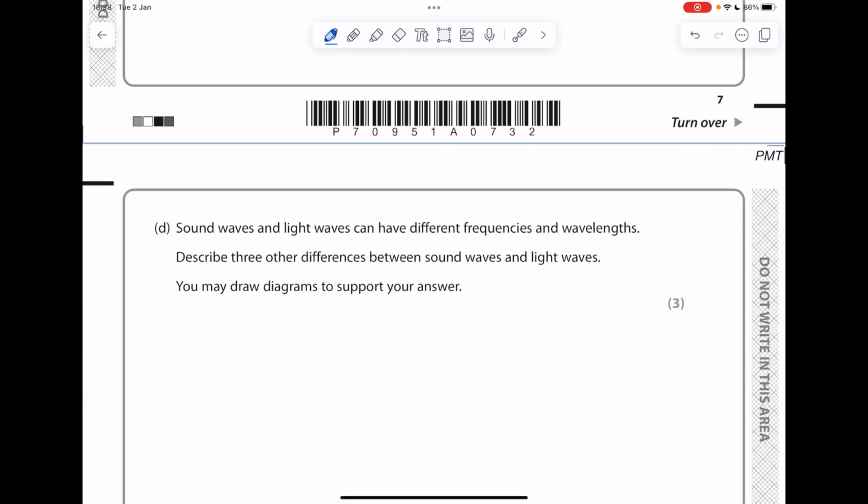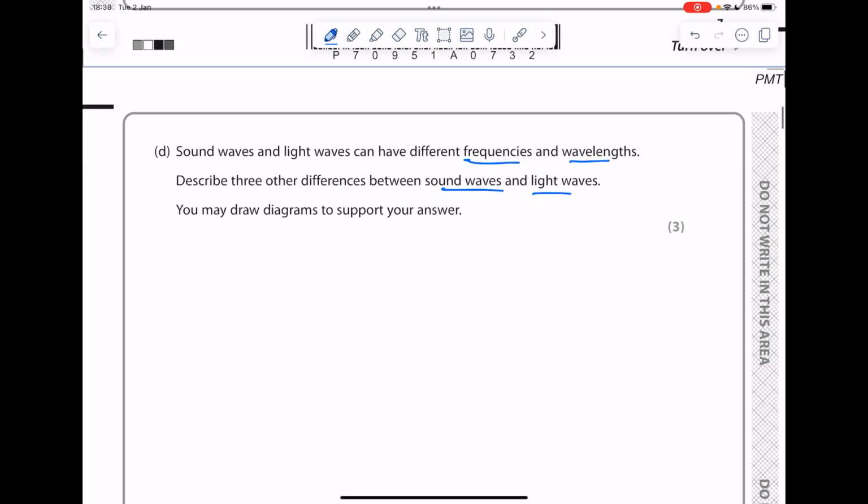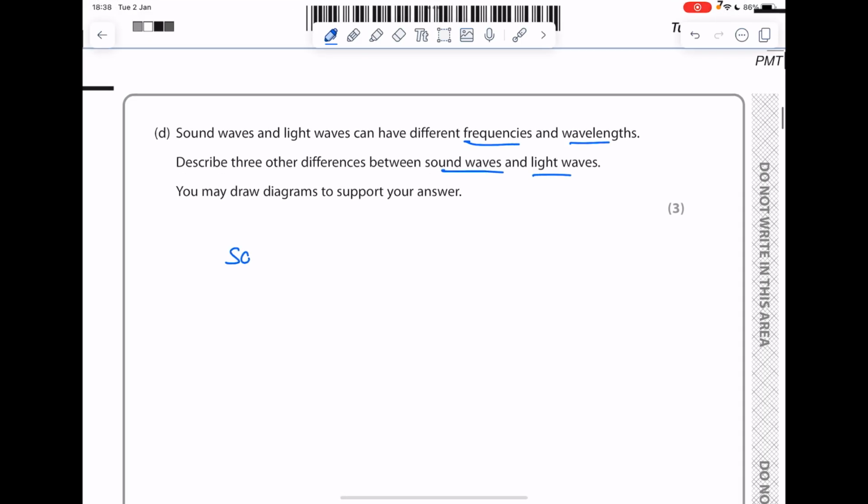Sound waves and light waves can have different frequency and wavelengths. Describe 3 other differences between sound and light waves. You may draw diagrams to support your answer. So, sound waves are longitudinal.